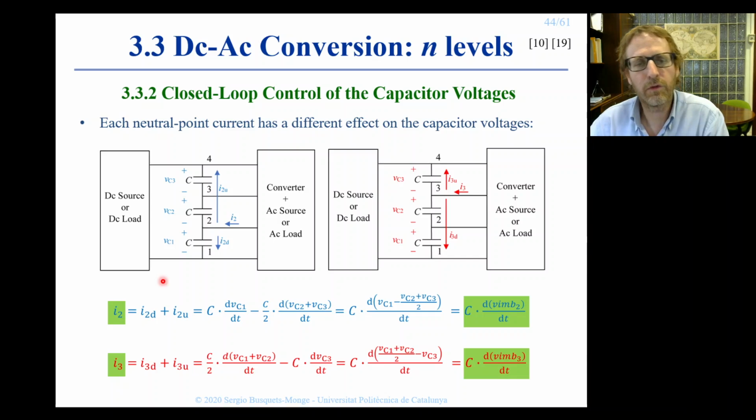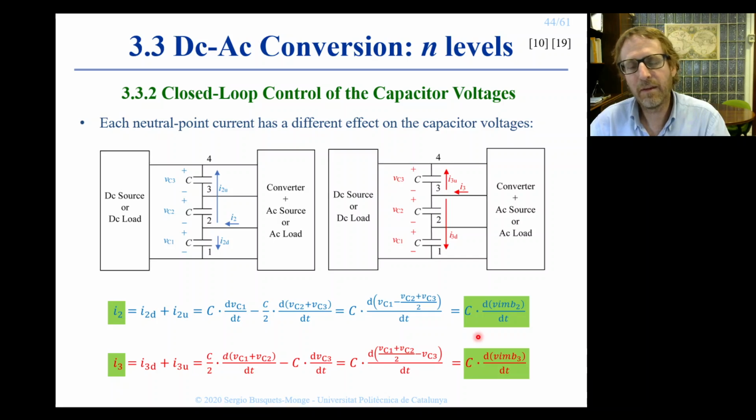According to the analysis shown here in the slide, which is analogous to the analysis we did for the 3-level case, we can conclude that neutral point current I2 is forcing the derivative of the voltage imbalance at point 2, which is calculated as the difference between the bottom capacitor voltage and the average value of the top two capacitor voltages. And on the other hand, I3 is forcing a variation or derivative of the voltage imbalance 3, which is defined as the difference between the average value of the two bottom capacitor voltages minus the top capacitor voltage.